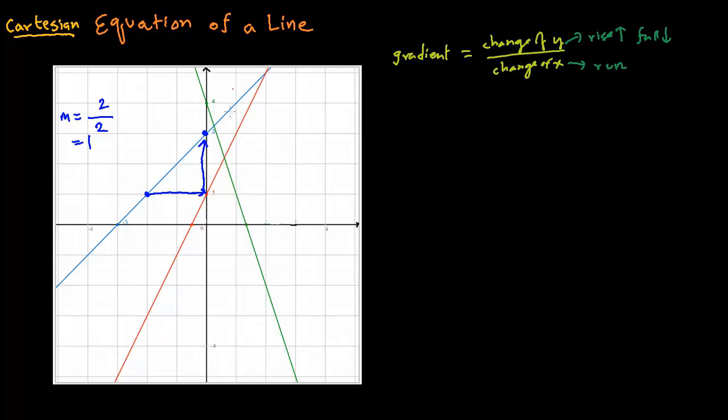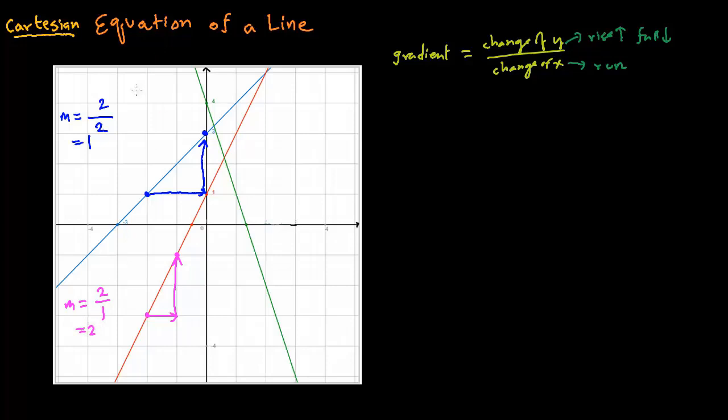Now let's take a look at the red line over here. So we can again take any 2 points. Let me take this one and this one. So we can see it is running forward 1 unit of x and it is rising by 2 units of y. That means 2 divided by 1. So the slope or gradient of the line is 2.